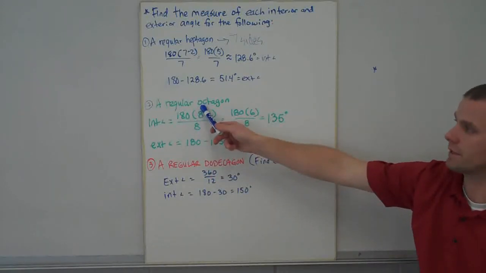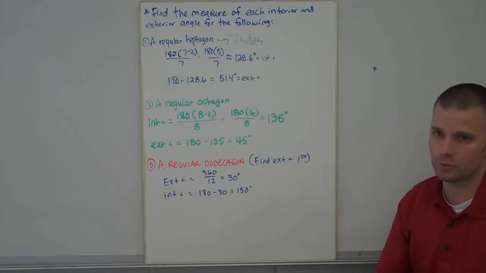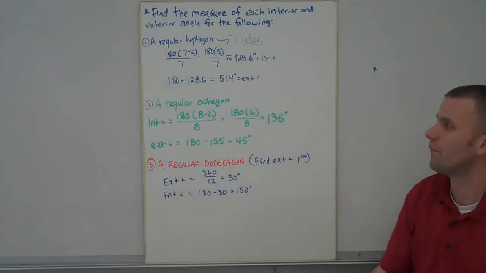So secondly, a regular octagon. Again, at this point, if you want to try to do it on your own, hit pause real quick. You know it's a regular octagon, you've got your formulas, hit pause, and try that on your own.